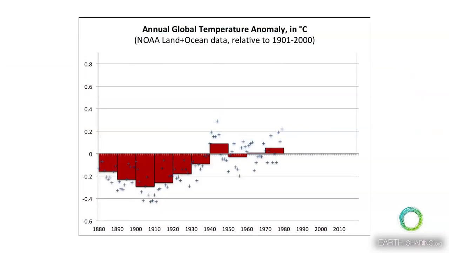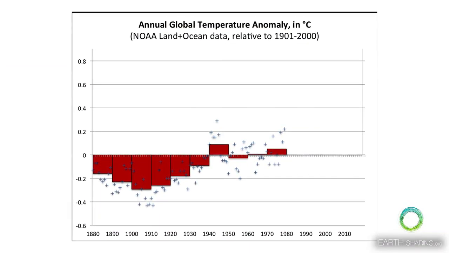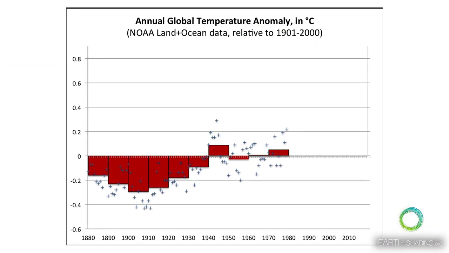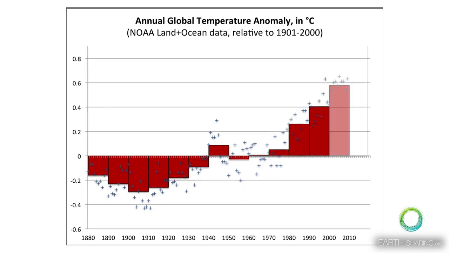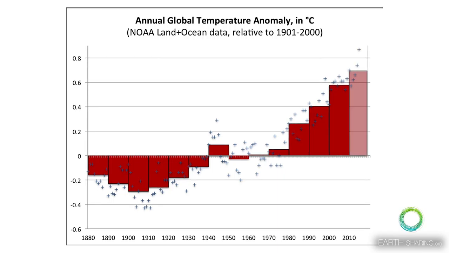And we've been running this experiment on planet Earth for the last 150 years or so, and here are the results of the experiment. The blue dots are global average temperature measures for individual years. The red bars are 10-year averages from the 1880s up to the 1970s. And then there's the 1980s, the 1990s, the 2000s. For what it's worth, the first half of this decade, temperatures, I would argue, are going up pretty much in line with the projections of climate science.